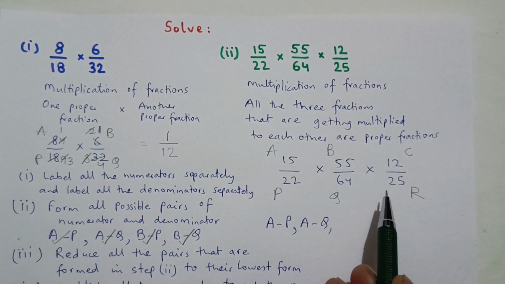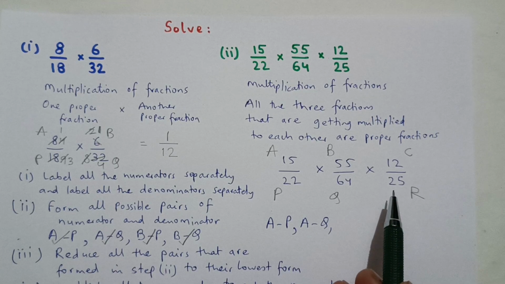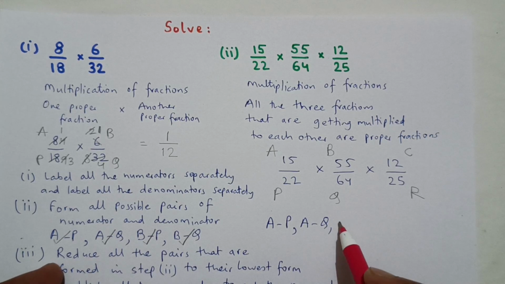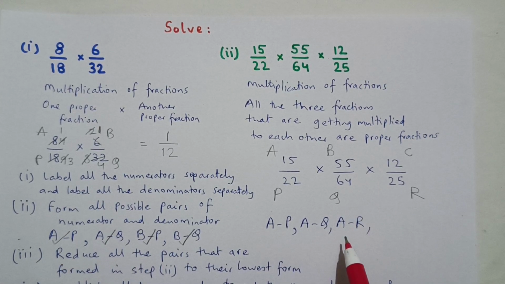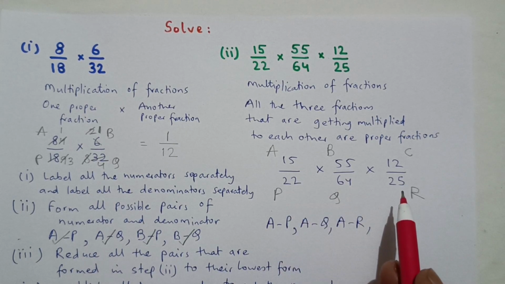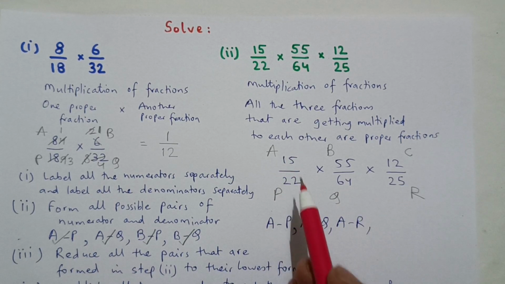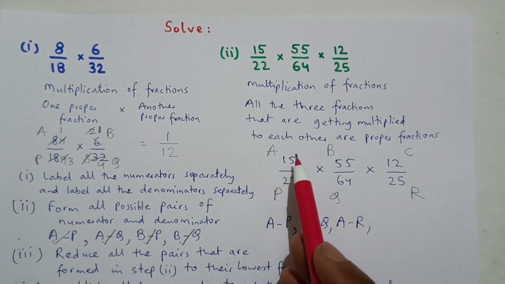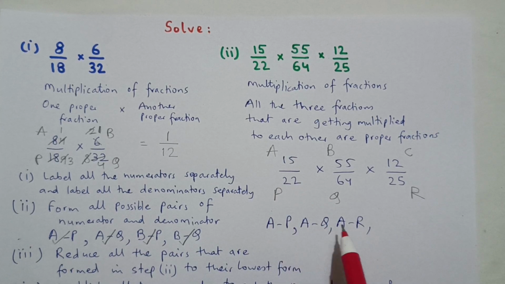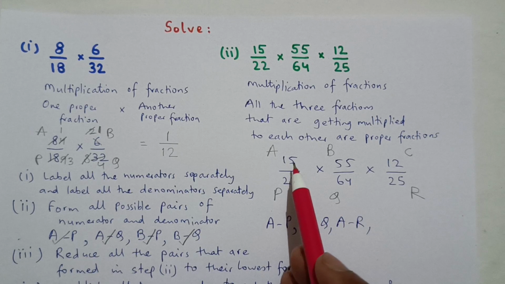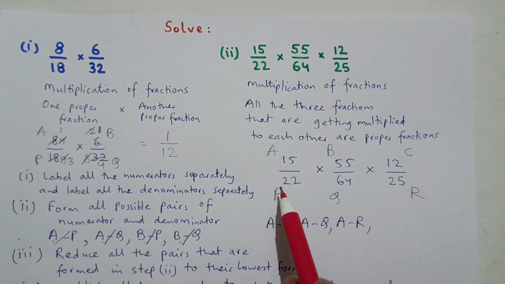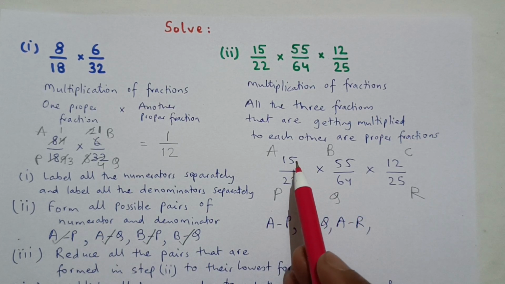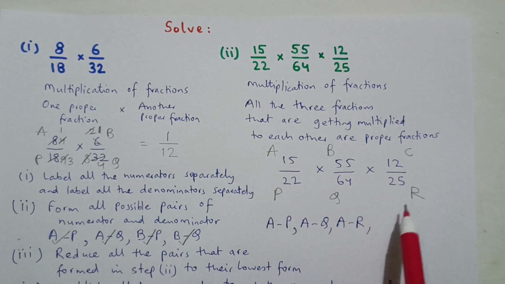Then 15 by 25. This is another pair of numerator and denominator. So AR is another pair of numerator and denominator. So with numerator 15, you can form these three pairs of numerator and denominator. One pair is 15 by 22, so AP. Another pair is 15 by 64, so AQ. And another pair is 15 by 25, so AR.